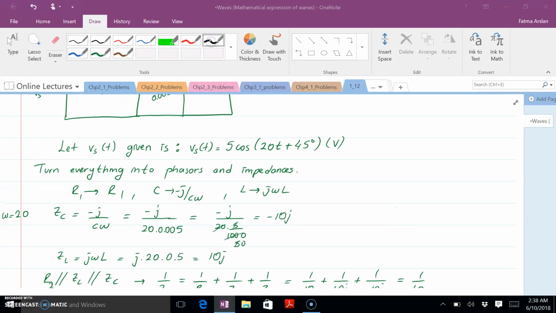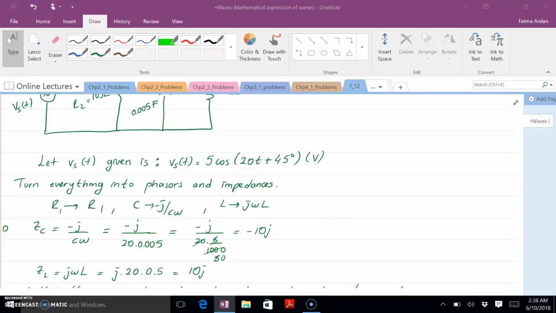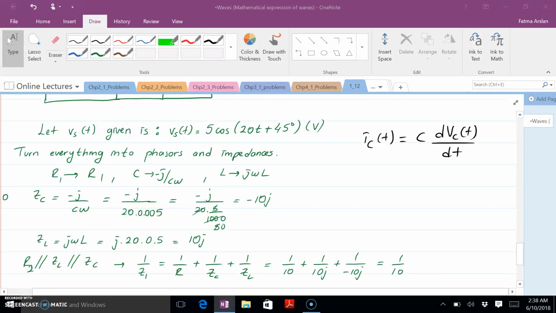They are all coming from, let me just show you how the capacitance is derived. So here's the expression for capacitance current, i_C(t) is equal to C dV_C(t)/dt, right? So if you turn both sides into phasors, here is the phasor for current, and then we have C. Now if we take the derivative of the exponential, we have j omega, right? And then V_C, the phasor for the potential, right?